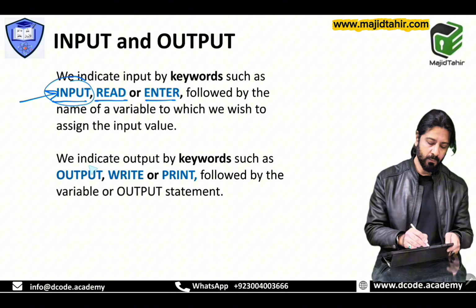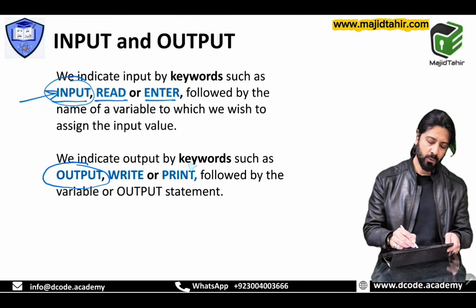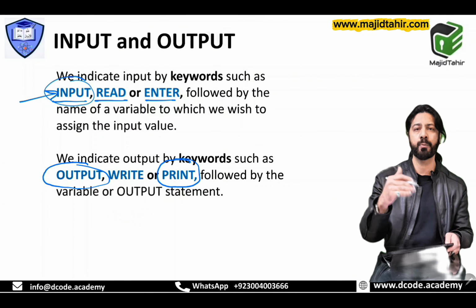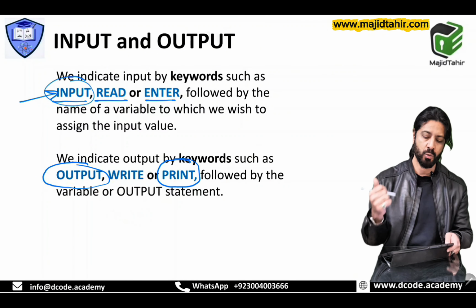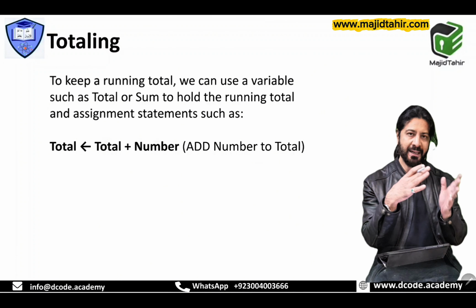And for outputting, we mostly use output. We also use write and print, but in Cambridge, we mostly use output and print. So you will be seeing output or print mostly used in the pseudocodes. Totaling means that you are adding some value to it.